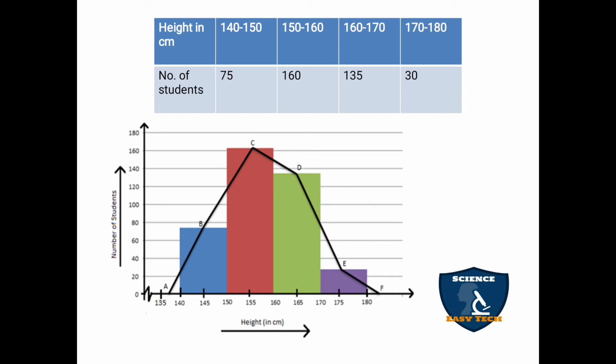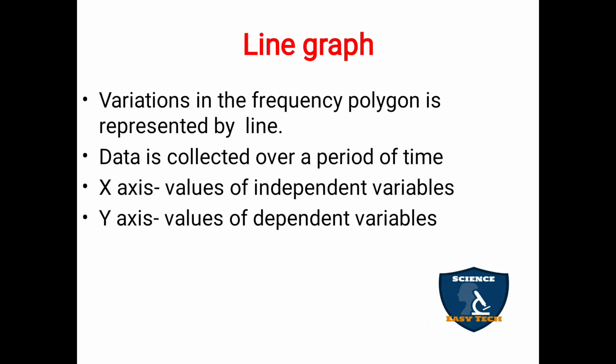That black color curve is called a frequency polygon. The straight line I have drawn, connecting the midpoints, is called a frequency polygon. Next, moving on to the line graph.